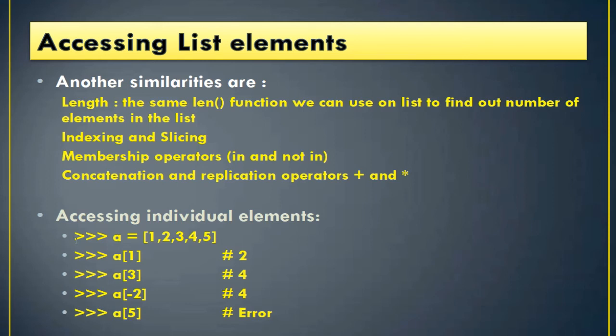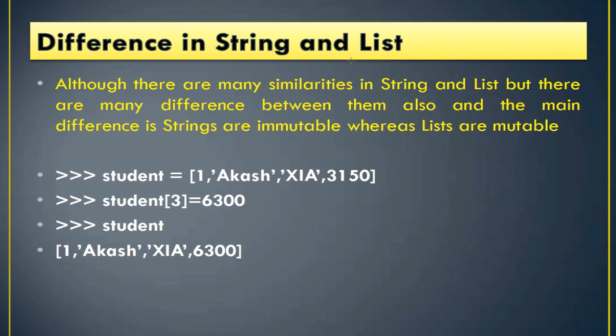Like first, accessing an individual element, like a equal to 1 2 3 4 5. So a of 1, that is the second, will be displayed, a of 3, the fourth number will be displayed, a of minus 1 and minus 2, the fourth will be displayed, a of 5, so 0 1 2 3 4, the fifth index is not there, so it will give us what? Error. Okay.